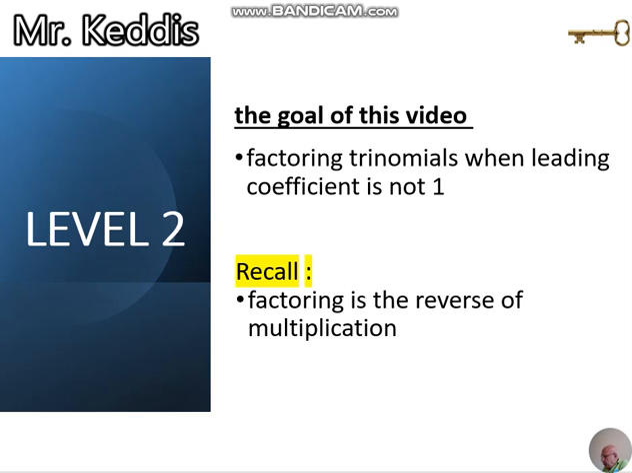Welcome to our series of videos on factoring polynomials. The goal of this video is to continue factoring trinomials when the leading coefficient is not a 1.